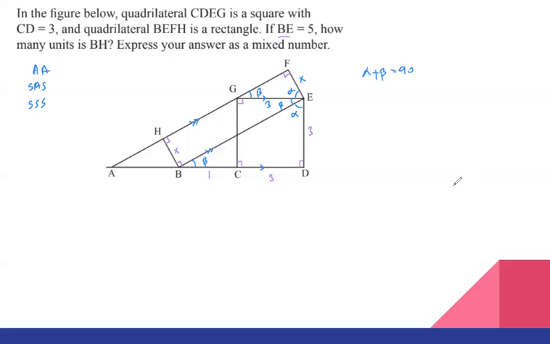So now we are almost there. We have basically two triangles. This one has the hypotenuse and one leg is what we are looking for. And then for this triangle, we have all three sides. This is 3, this is 4, and the hypotenuse is 5 because it's given. So that is 5.